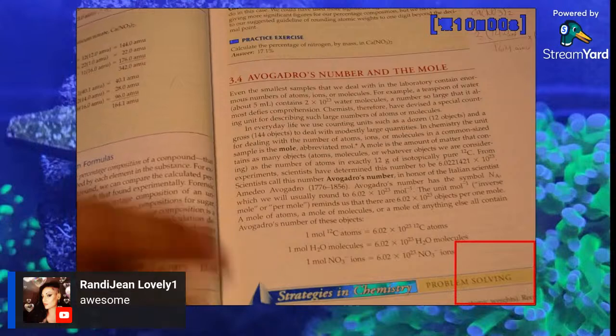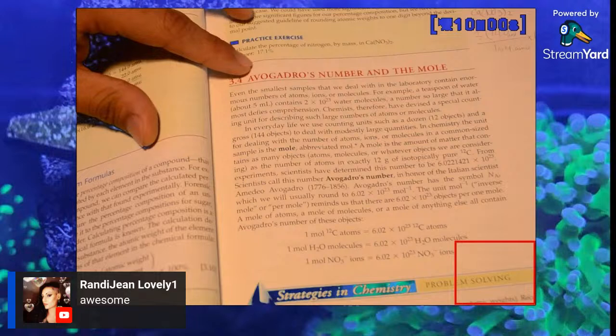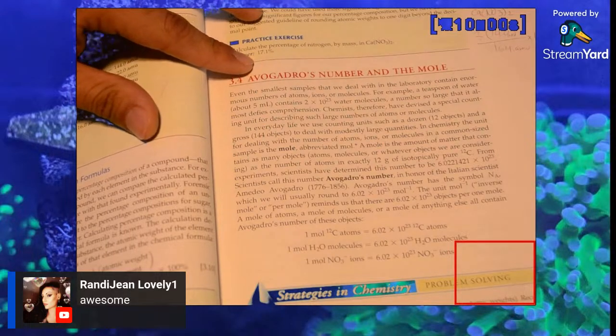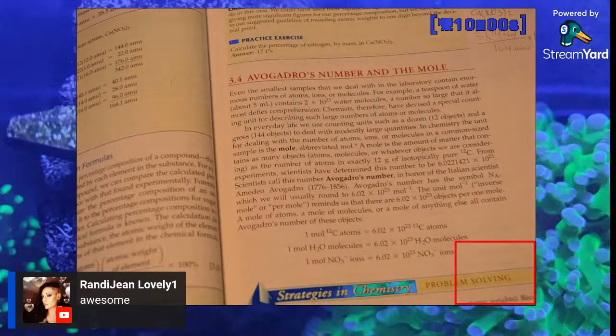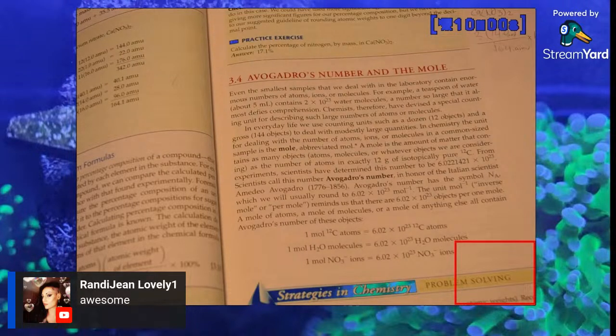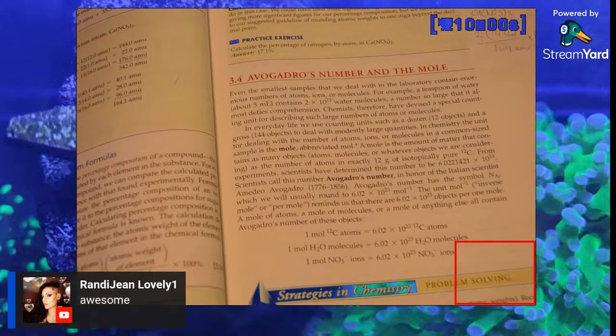All right, so Avogadro's number and the mole, section 3.4. Let me take off my glasses real quick. Oh wait, let me turn on some more lights real quick. All right, there you go. I don't know if it mattered, but I just turned on more lights so we could see the book a little bit better.